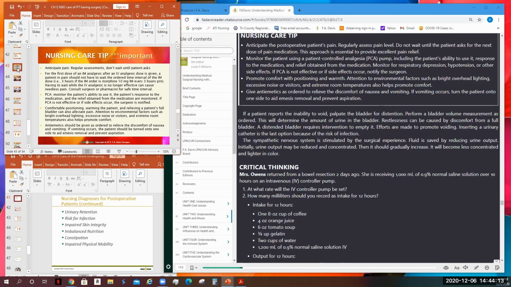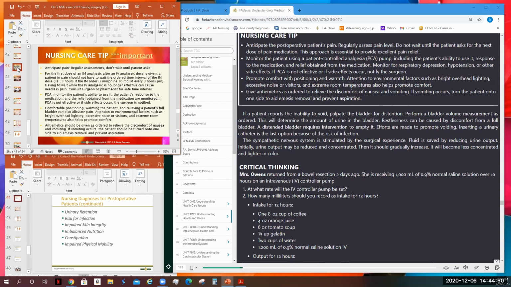Monitor for respiratory depression, hypotension, or other side effects. If PCA is not effective or if side effects occur, notify the surgeon. Promote comfort with positioning and warmth. Attention to environmental factors such as bright overhead lighting, excessive noise or visitors, and extreme room temperatures also helps promote comfort. Give antiemetics as ordered to relieve the discomfort of nausea and vomiting.